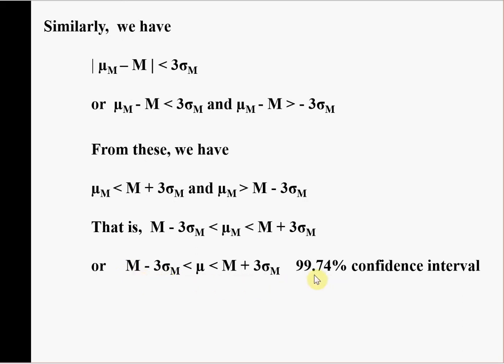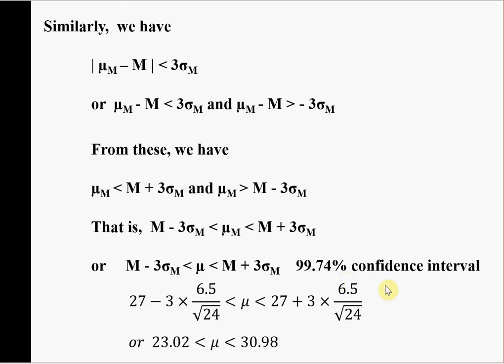We call this the 99.74% confidence interval. Then you bring in the actual values, and you obtain the lower bound and upper bound of the 99.74% confidence interval.